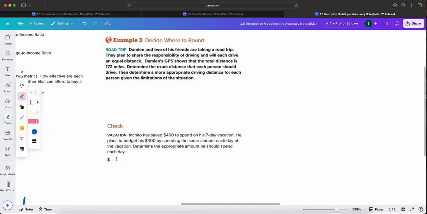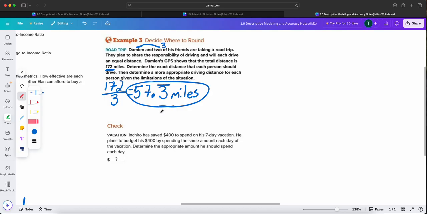So since it's Damien and his two friends, that means that there are going to be a total of 3 people. Because we have Damien and his 2 friends, I add that together, we get 3. We know the total traveled is 172. So we would take that 172 divided by the 3 people. And if you do that, you get 57.3 repeating. And that would be miles. So that's our exact.